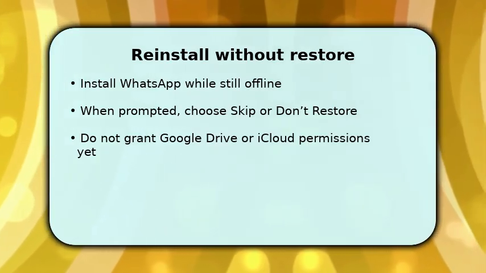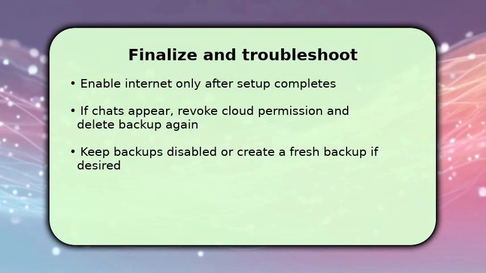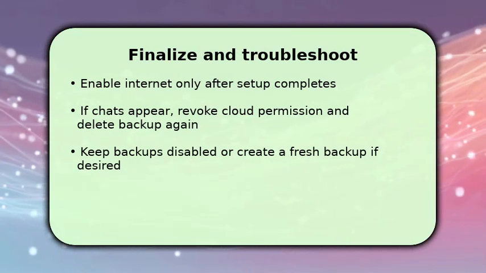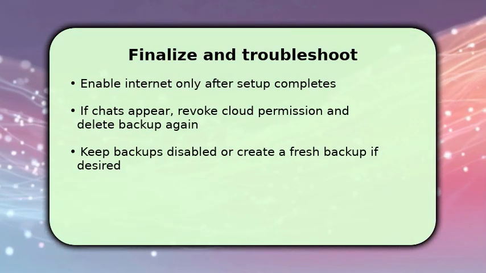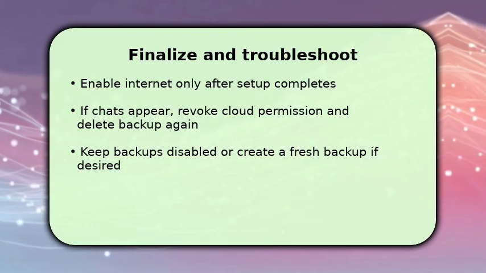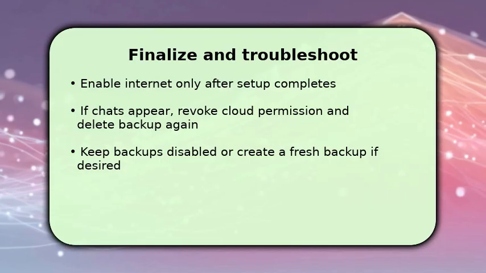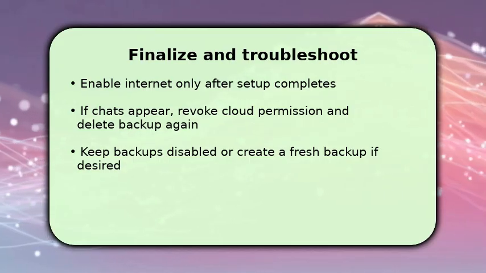After the fresh setup finishes while offline, turn your internet back on and confirm no old chats synced. If history appears despite precautions, immediately revoke WhatsApp access to Google Drive or iCloud and delete the backup file, then uninstall and reinstall again while offline. Once satisfied, either keep backups disabled or create a new backup intentionally.